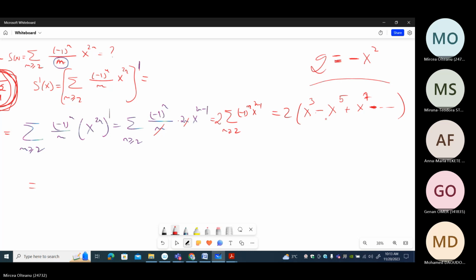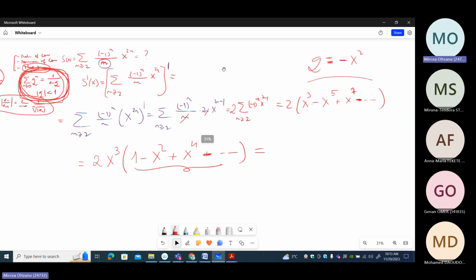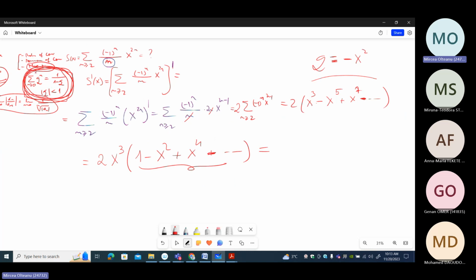You can take off a common factor x at 3, and it will be 1 minus x squared plus x at 4, and so on. Yes? And now the sum of this series is exactly the sum of the geometric series. Attention, this one here starts with 0. For the sum, it's important to start with 0.